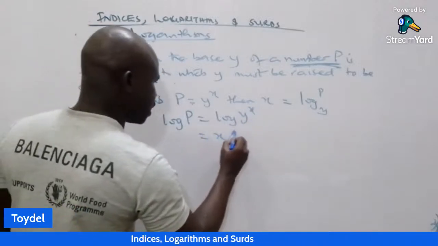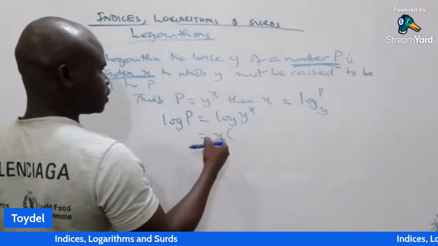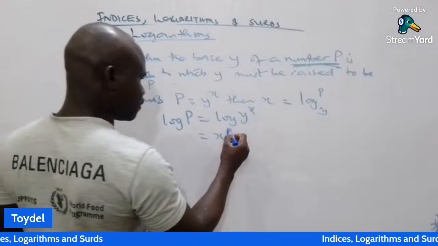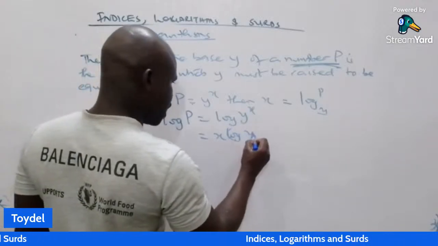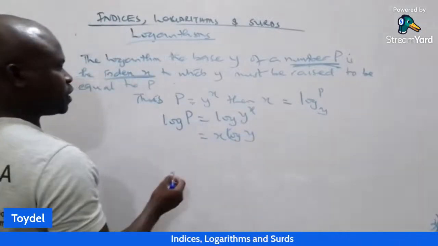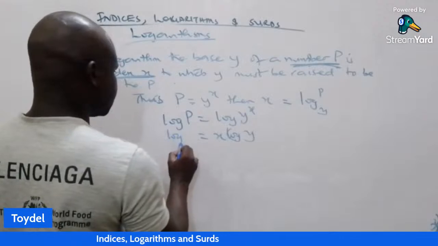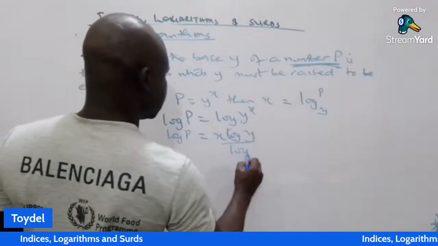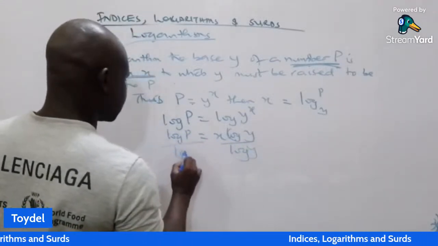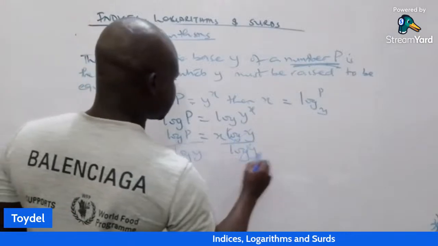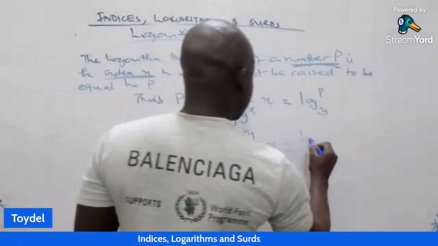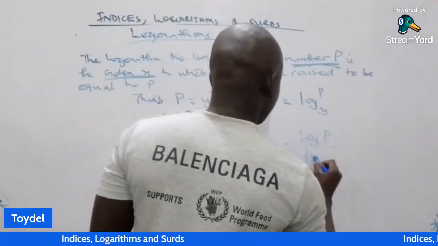Then x can actually come down. Then we have x log y, and this is log p. Then divide both sides by log y. We are going to have our x. x will actually be log p all over log y.